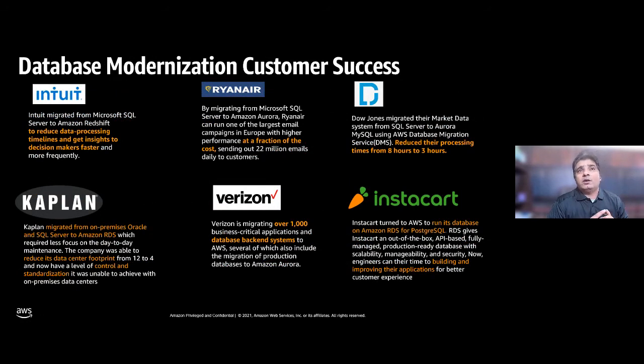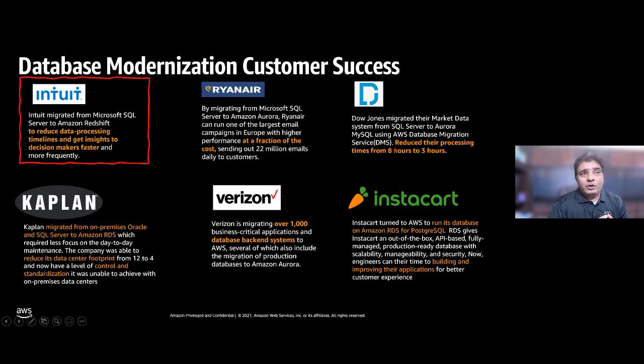Some of our customers chose to move from SQL Server and other commercial databases to AWS RDS, like Kaplan and Instacart. They get a level of control and standardization with an out-of-the-box, API-based, fully managed, production-ready database that is secure as well as scalable. And they are able to reduce the time needed on day-to-day maintenance, so that their engineers can focus on real value-add activities like building and improving their applications for better customer experience.